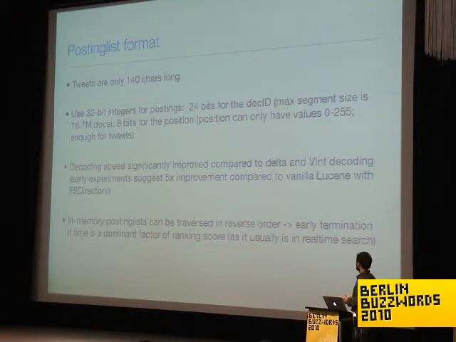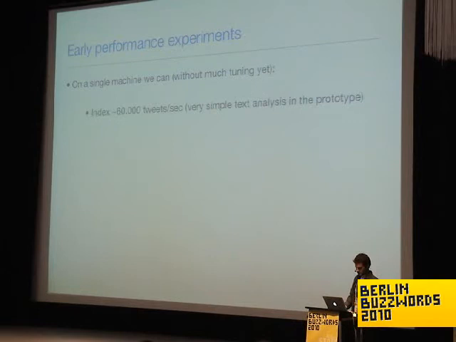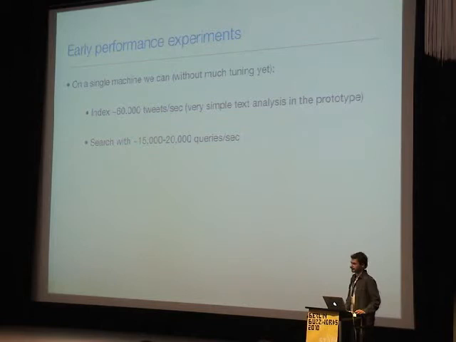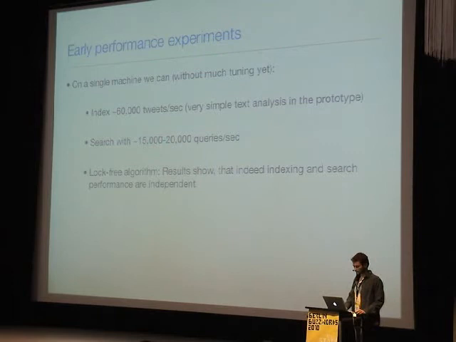And so here I have some numbers. So we can index about 60,000 tweets per second. So this is basically the performance you would get from vanilla Lucene. But the cool thing is that we can do these 60,000 tweets per second while we actually hit the same machine with almost 20,000 queries per second. And I have some diagrams here.